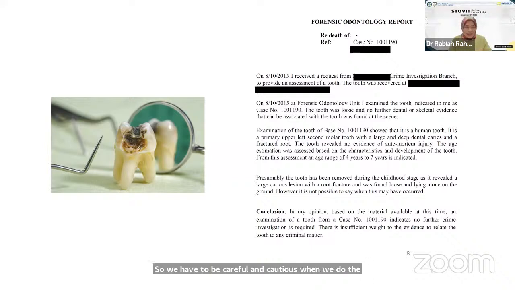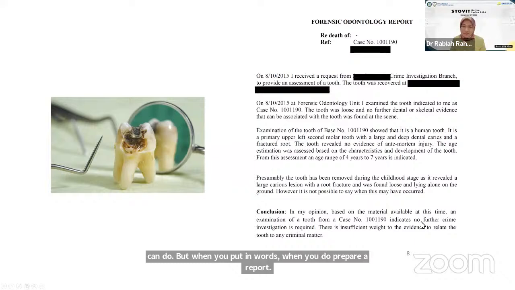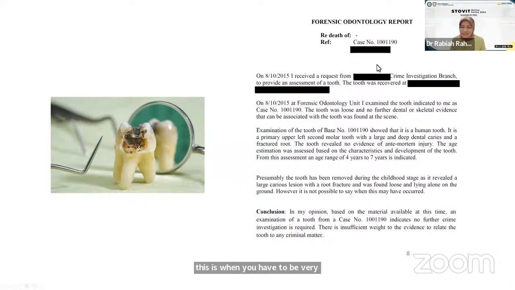Whatever analysis you want to do, you can do. But when you put it in words, when you prepare a report, this is when you have to be very careful, as this is what will determine your fate later. Because from this report, you may or may not be called by the court, and you have to explain what you have written.